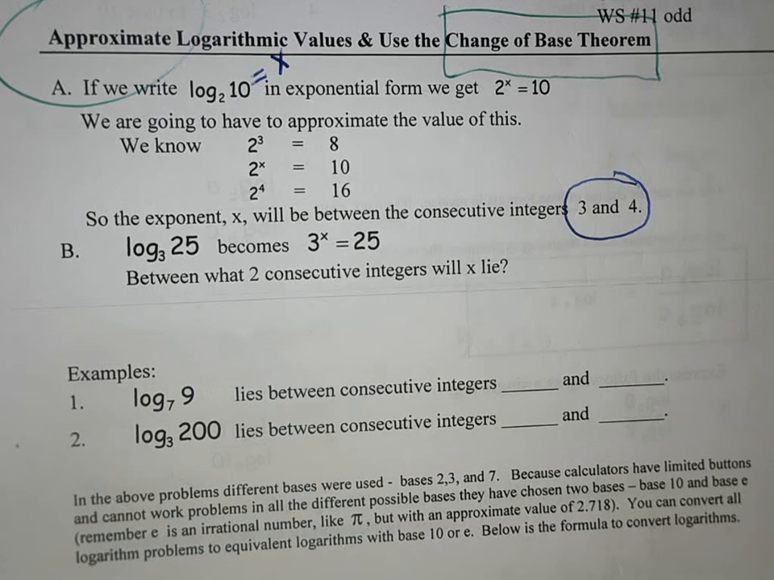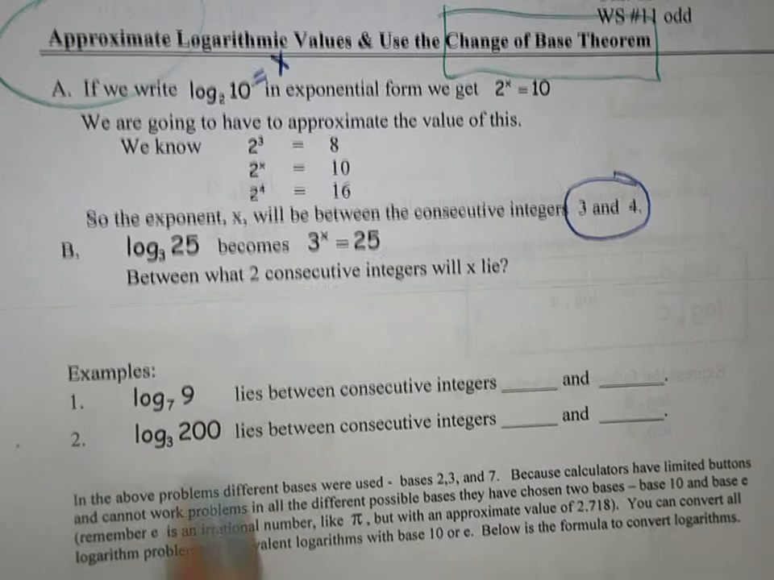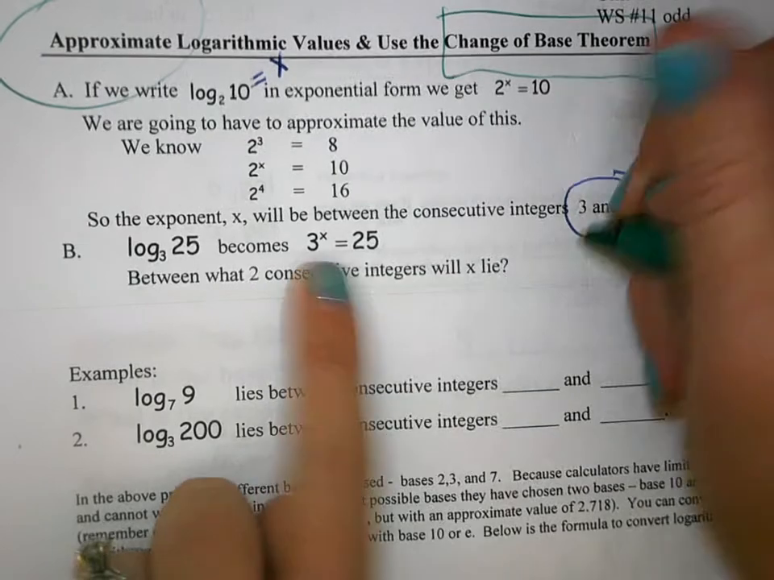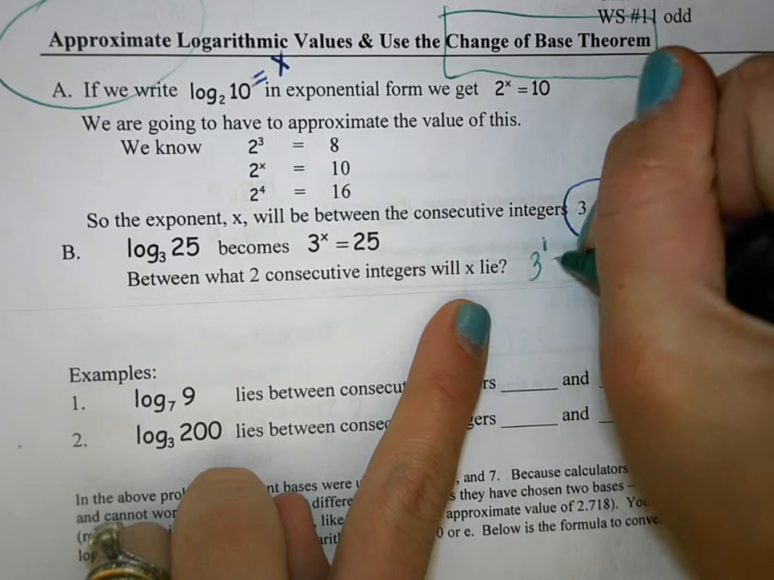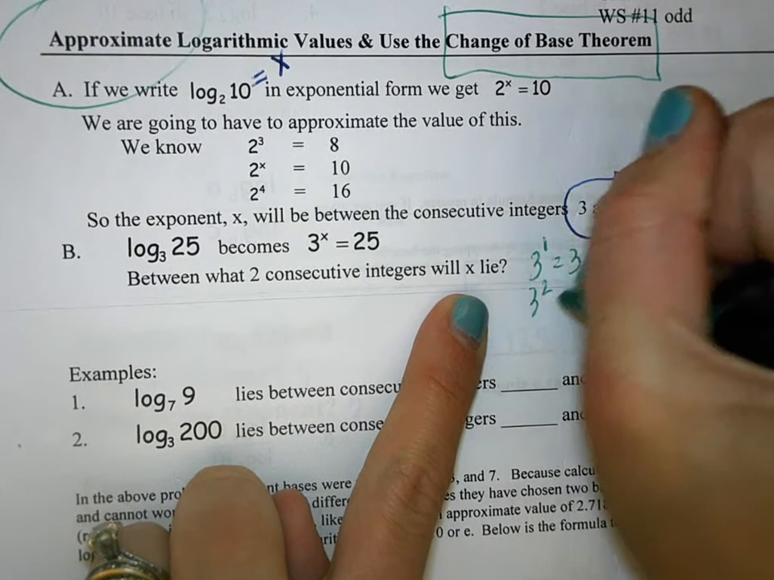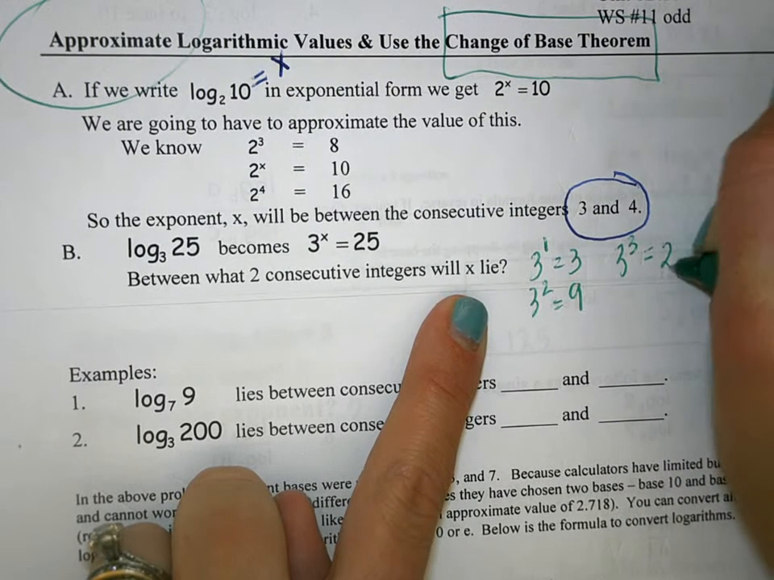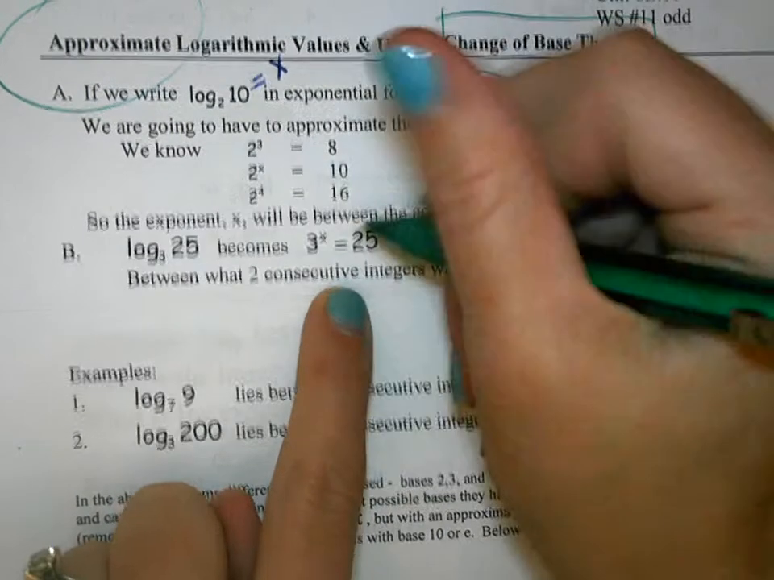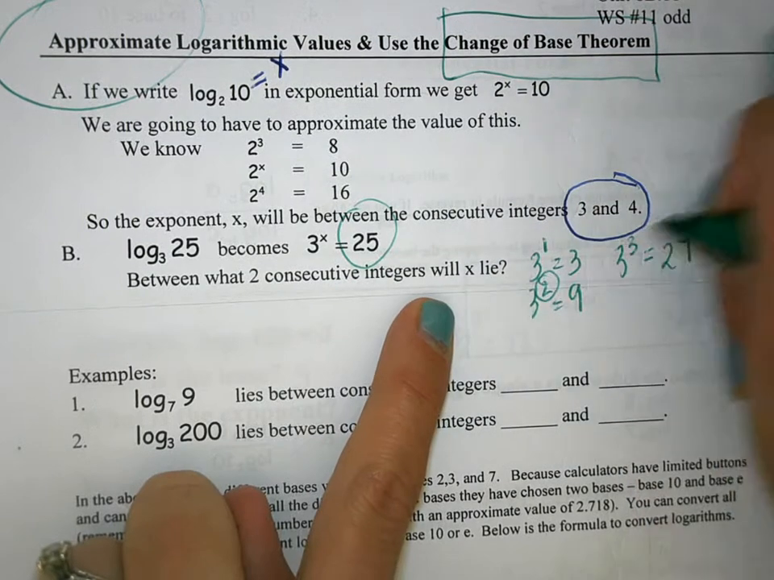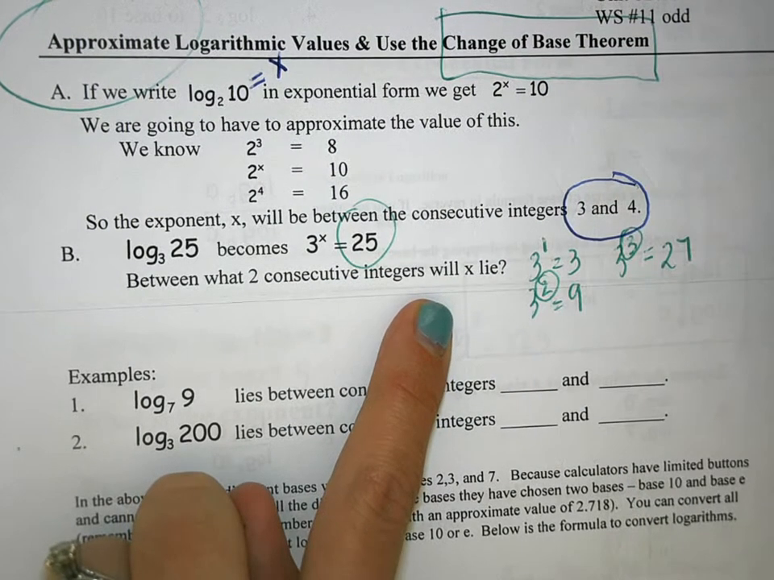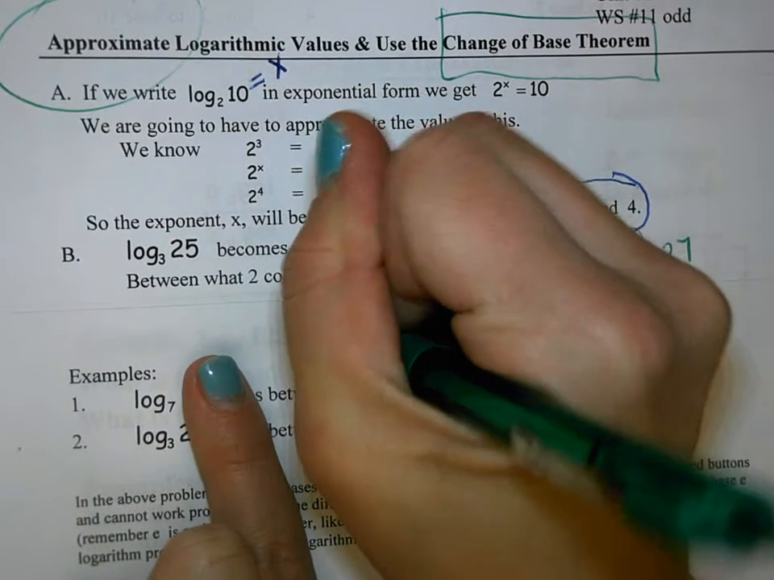All right. So the correct answer was 2 and 3. Again, 3 to the x equals 25. If you want to start with 1, you can. 3 to the first is 3, 3 to the second is 9, 3 to the third is 27. I'm looking for 25, so that tells me that x has to be between 2 and 3. So my answer is 2 and 3.